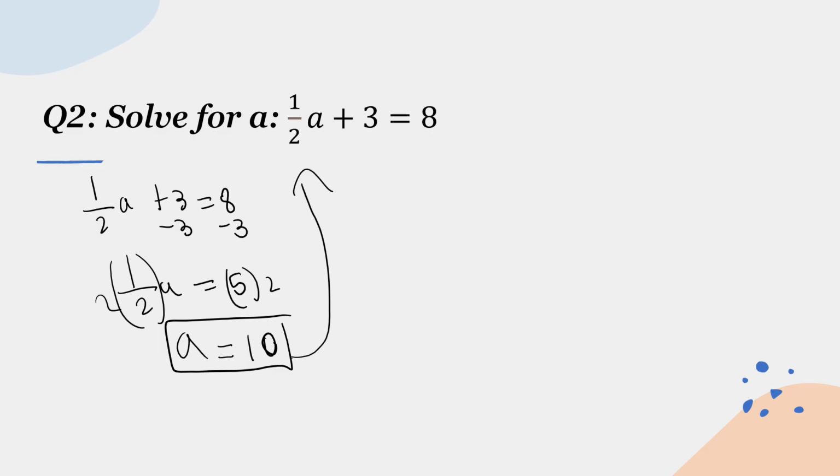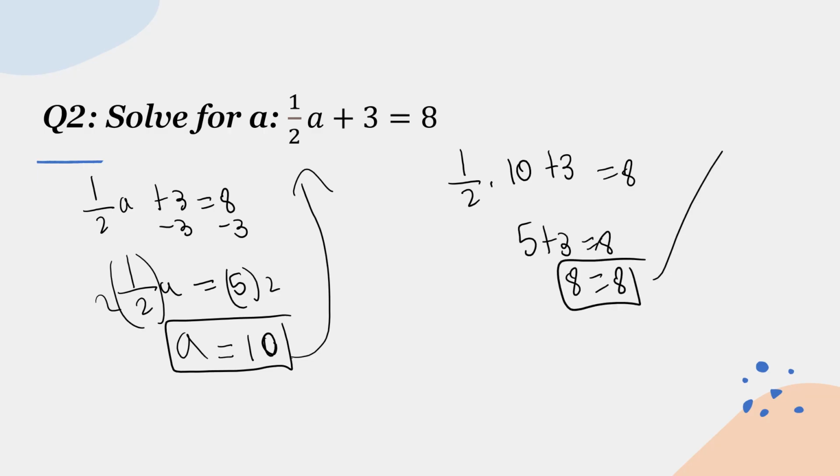So let's plug it back into that equation. 1 half times 10 plus 3 is supposed to equal 8. So you get 5 plus 3 is supposed to equal 8. And you get 8 is equal to 8, which is a valid equation. So this is our solution.